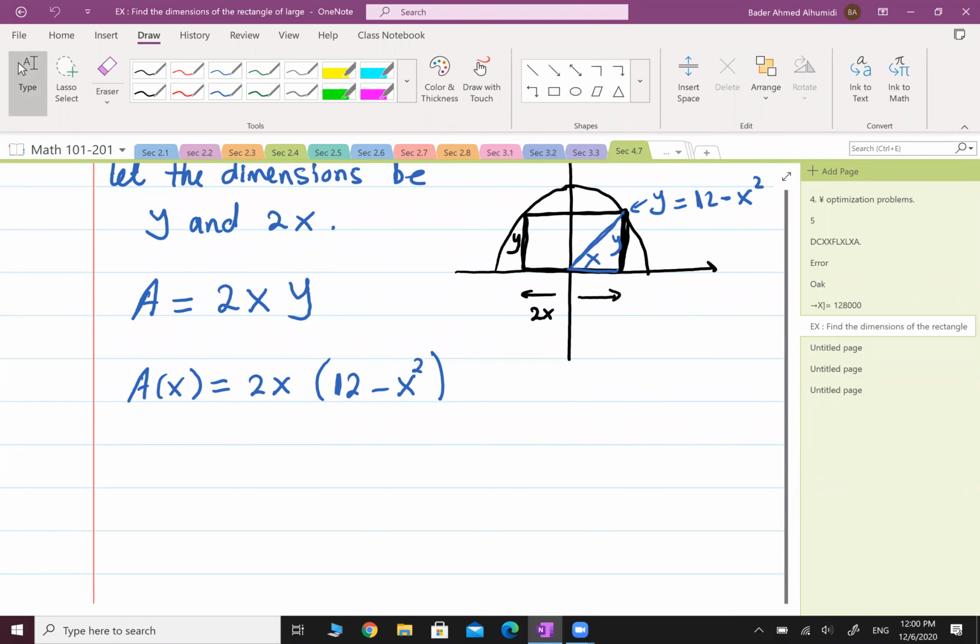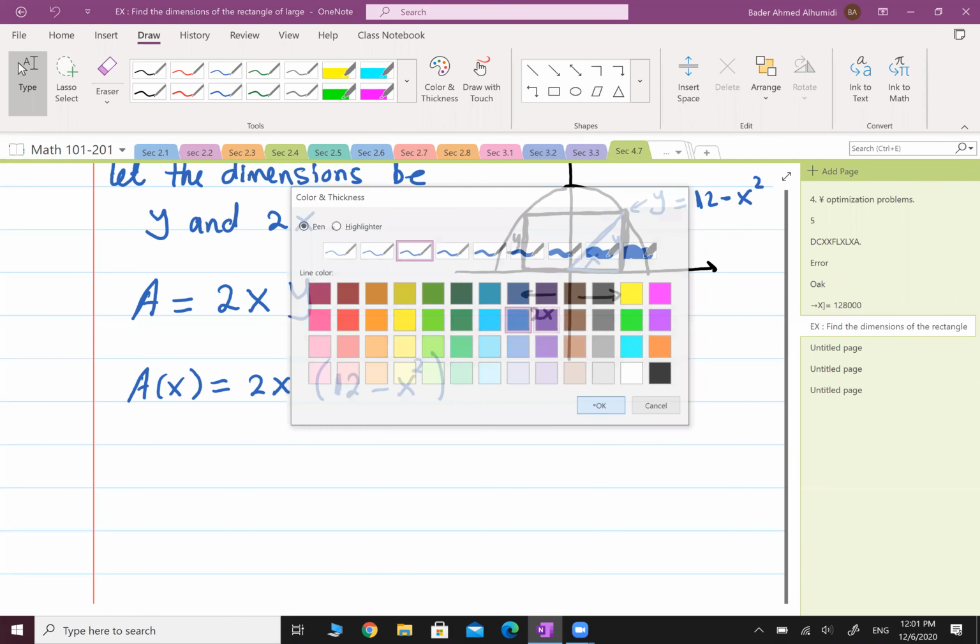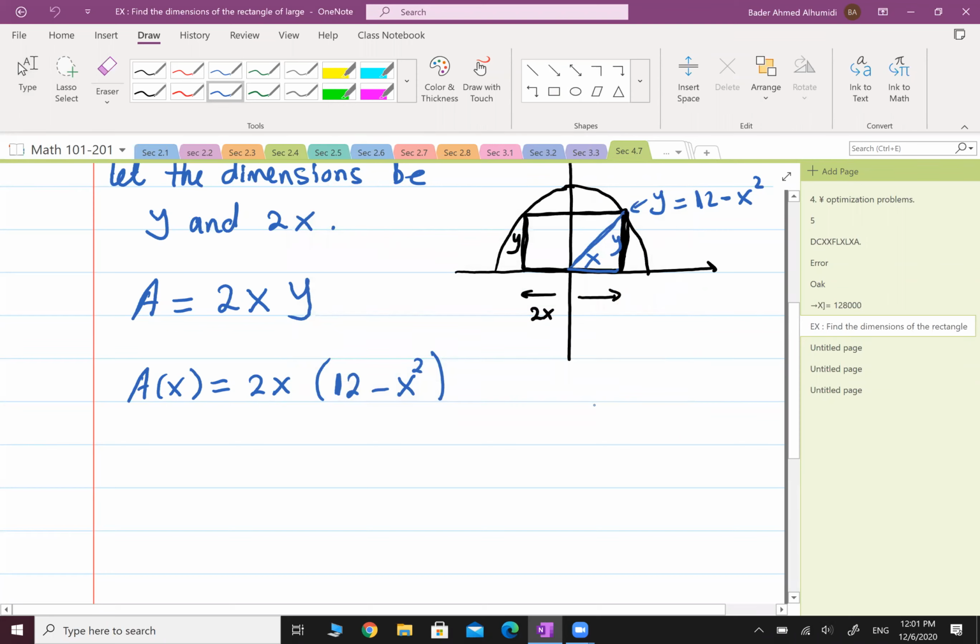I will comment on that. If we choose it to be x, what should be modified in the question here or in the solution? According to our choice now, one of the sides will be equal to 2x. The other side is equal to y. And the relationship given between them is y equal to 12 minus x squared. We formulate the area. The area is the length times the width, and it happened to be equal to, in this case, 2x times y. We replace y by 12 minus x squared.